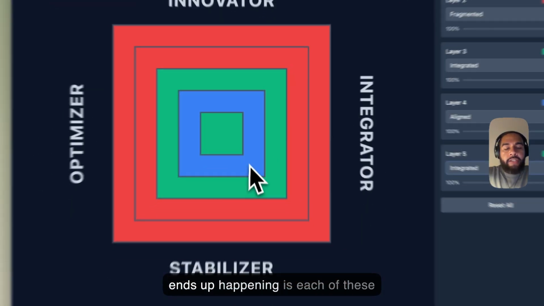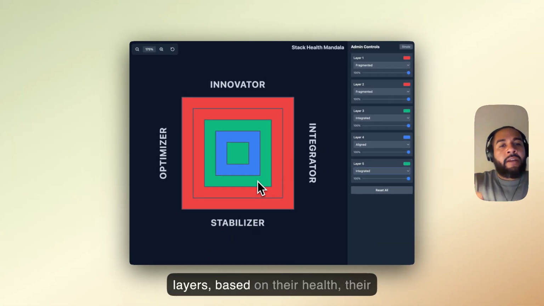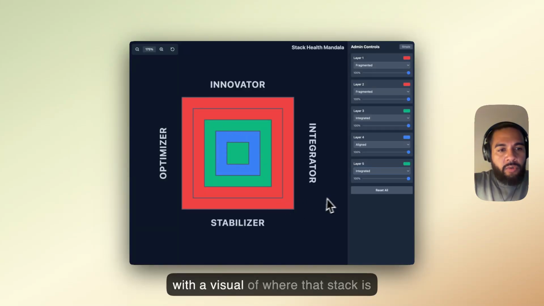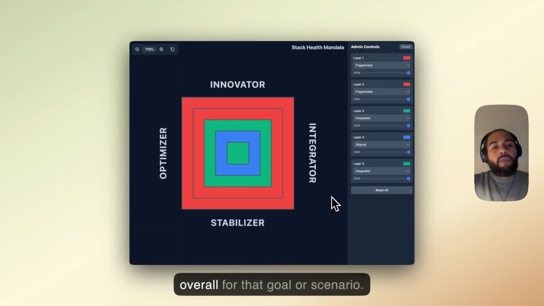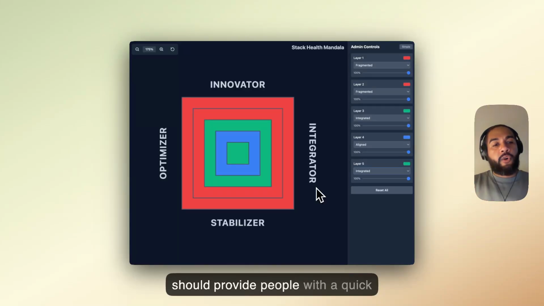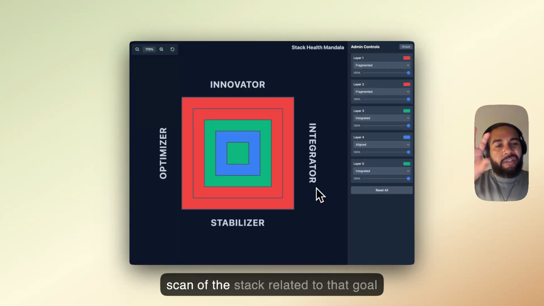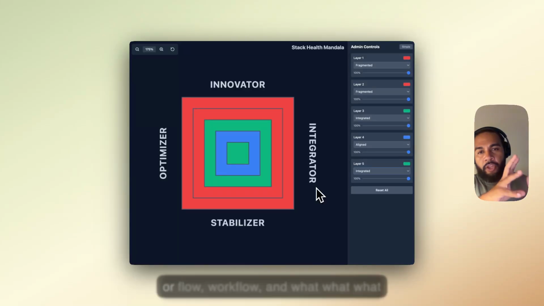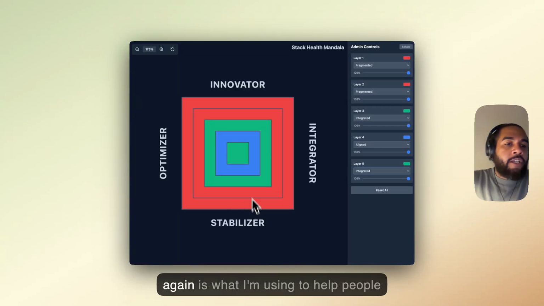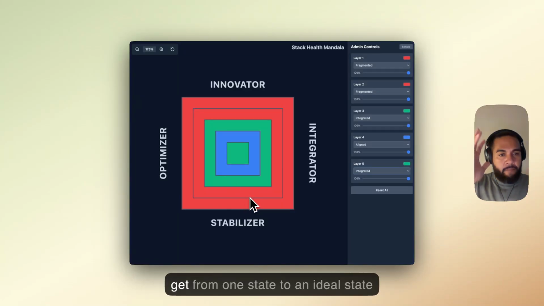Okay. So what ends up happening is each of these layers, based on their health, their stack health color, will provide you with a visual of where that stack is overall for that goal or scenario, right? And the idea here is that this should provide people with a quick scan of the stack related to that goal or workflow, and what state it is in currently. Okay, and this again is what I'm using to help people get from one state to an ideal state.